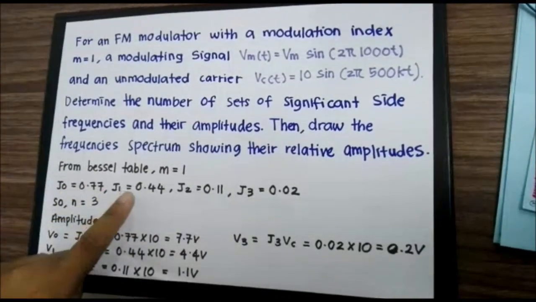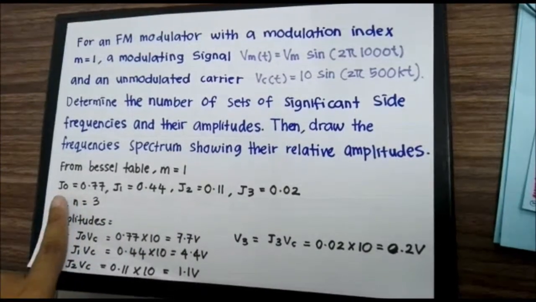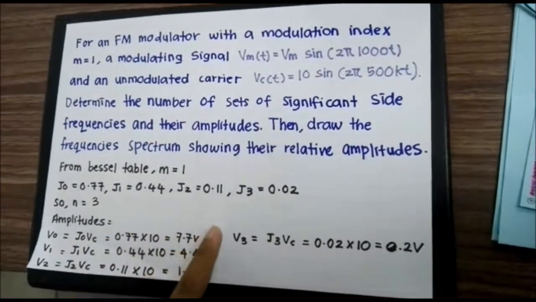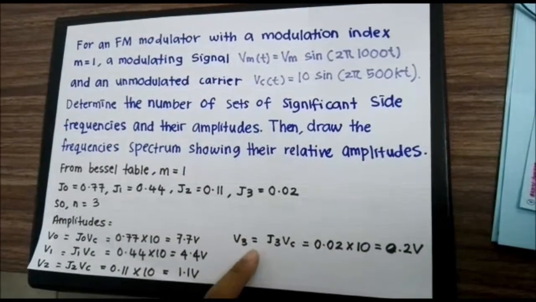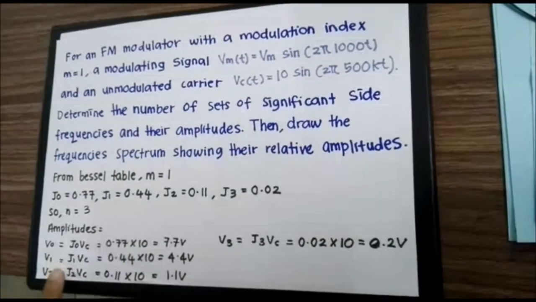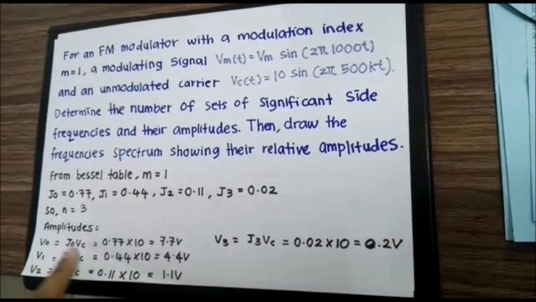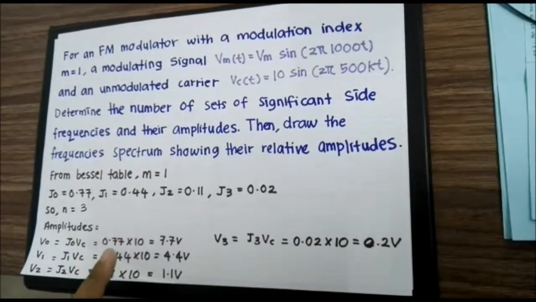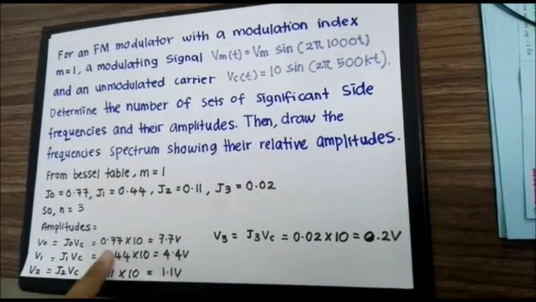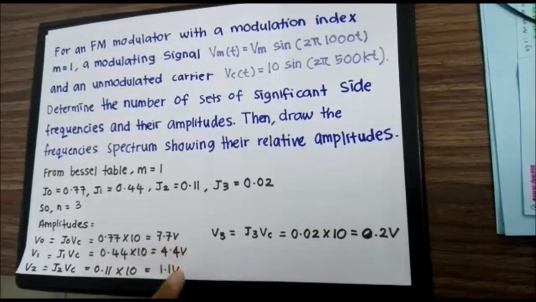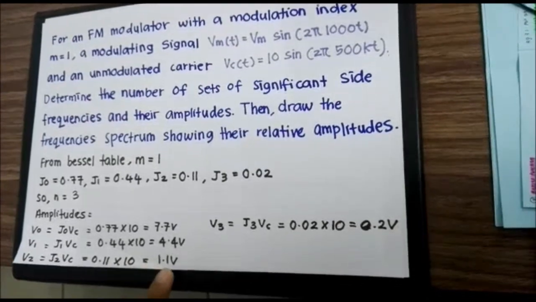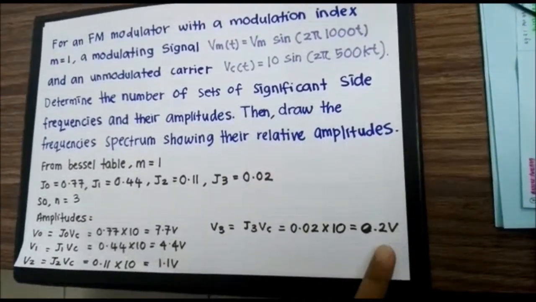So from the Bessel table, m equal to 1, so J0 is 0.77, J1 equal to 0.44, J2 equal to 0.11, and J3 equal to 0.02. So n is equal to 3. To find the amplitude, Vc from the equation is equal to 10. So V0 equal to J0 times Vc, which is 0.77 times 10 equal to 7.7 volt. So V1 equal to 4.4 volt, V2 equal to 1.1 volt, and V3 equal to 0.2 volt.